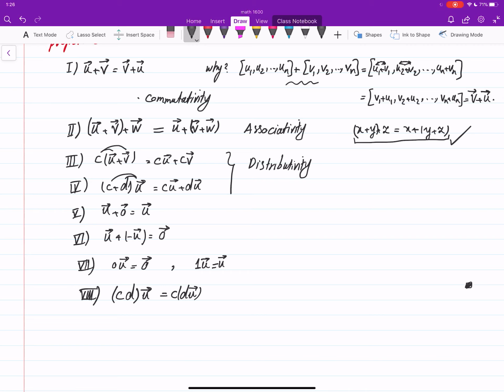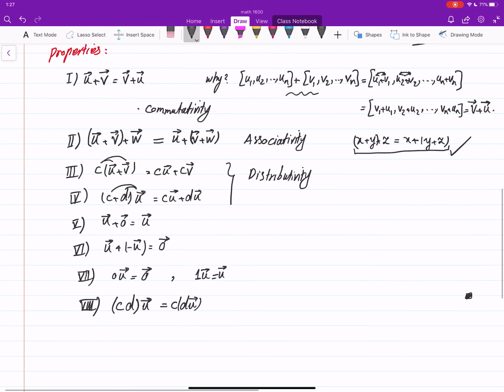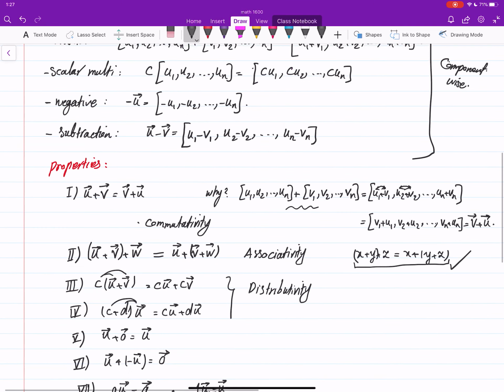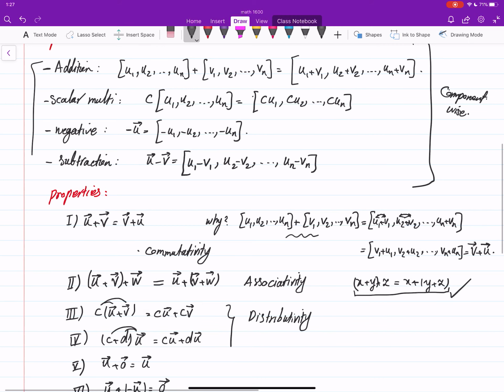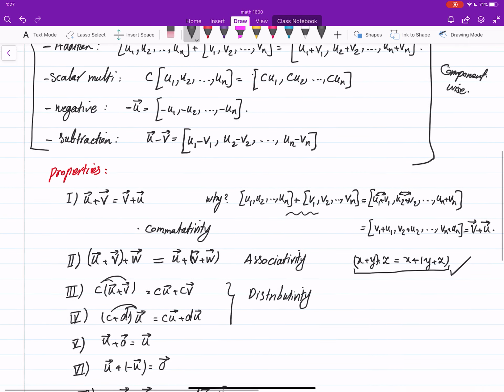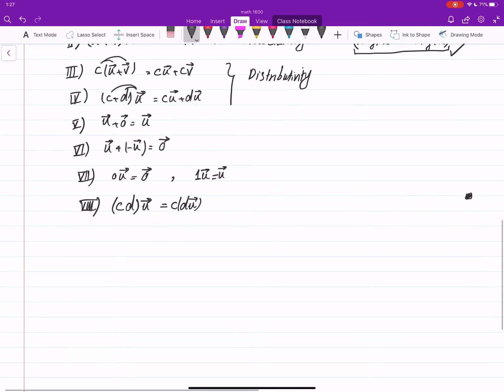These properties give us the tools, or all the requirements, to be able to deal with vectors as if they are numbers, because these are good properties of numbers, at least when it comes to these operations. Well, what I mean, I can show you in an example.